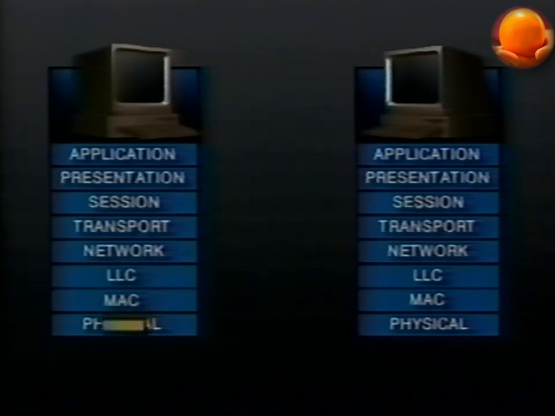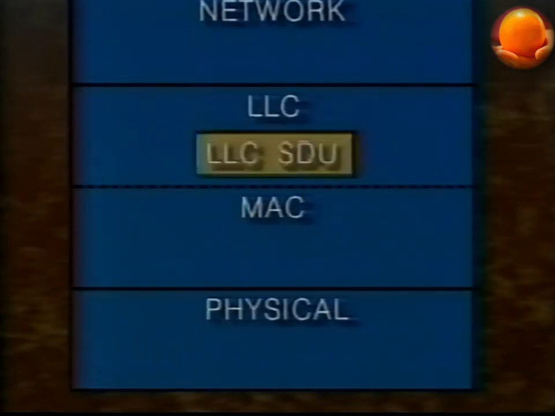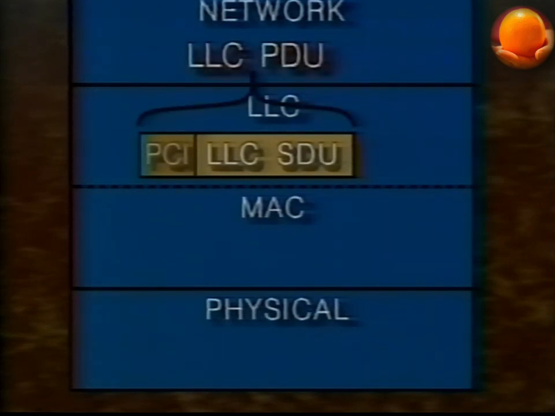Data flows through the layers and sublayers as stations exchange messages. A network entity in Station A passes a packet down to a logical link control entity in the form of an LLC SDU. The LLC entity adds protocol control information to the LLC SDU to create an LLC PDU.